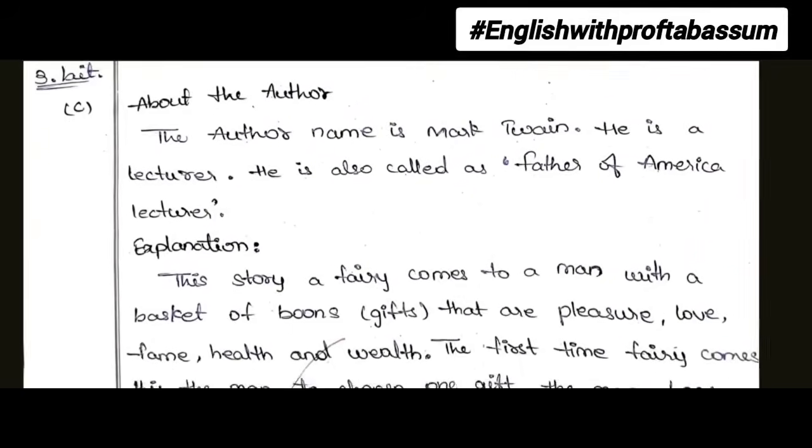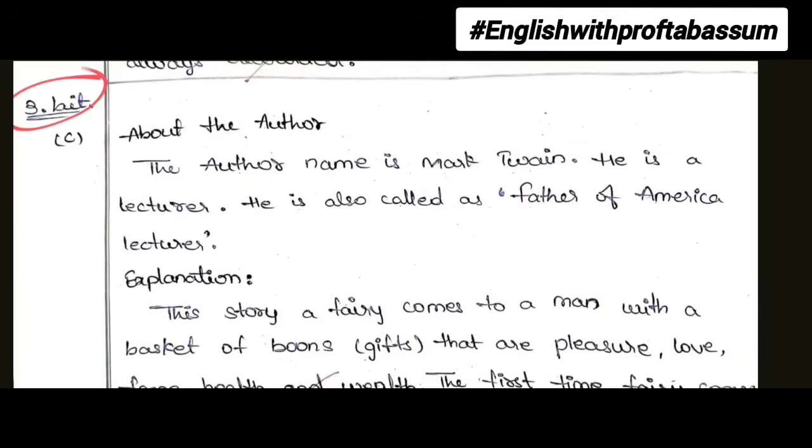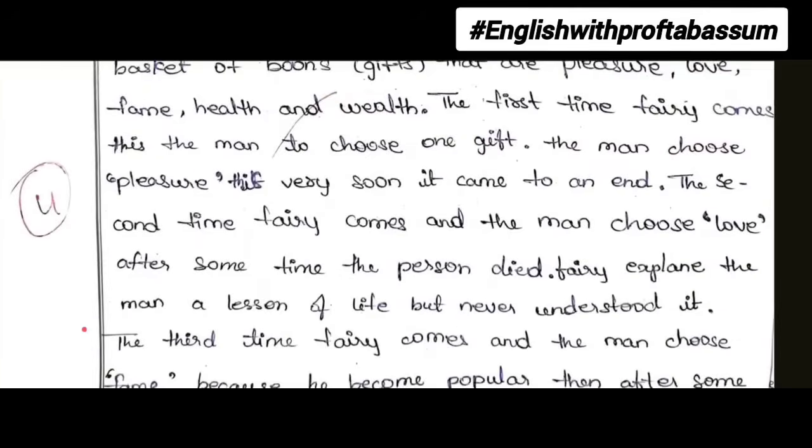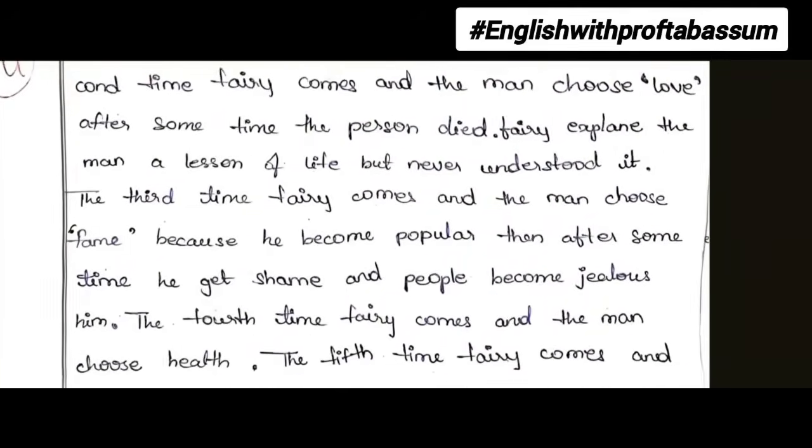Then moving on to the next bit, bit number 3, answer C, about the author. The author's name is Mark Twain. This is the story about the 5 boons of life. You can write the explanation and then the message.